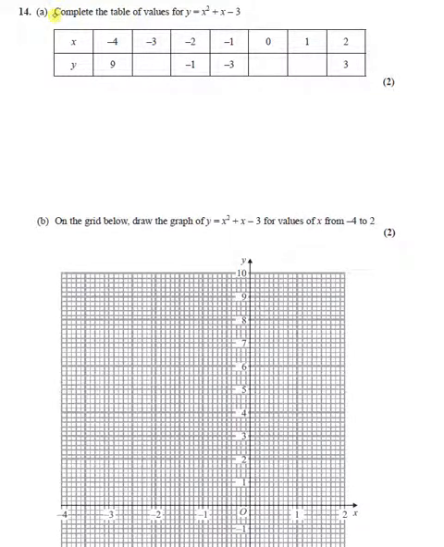Complete the table of values for y equals x squared plus x minus 3. What we've got is a table with missing values for y. So when x equals minus 3, what we need to do is to substitute minus 3 in for each x we've got here, and that'll give us a value for y.